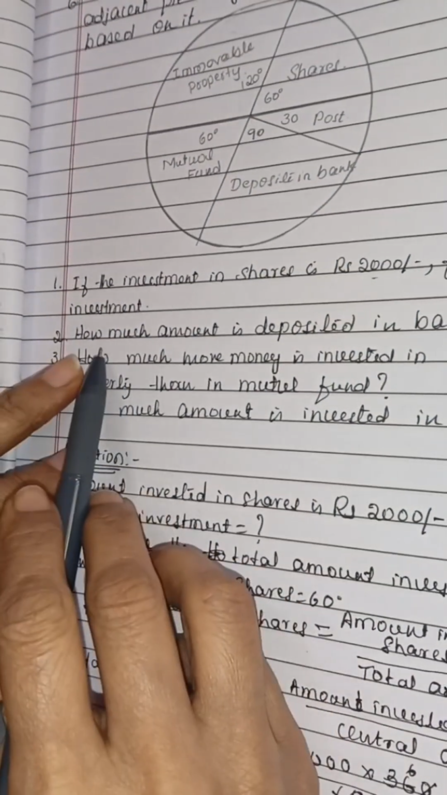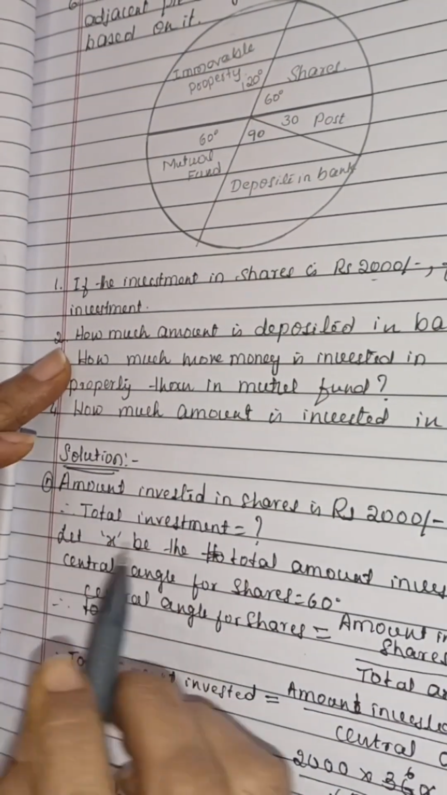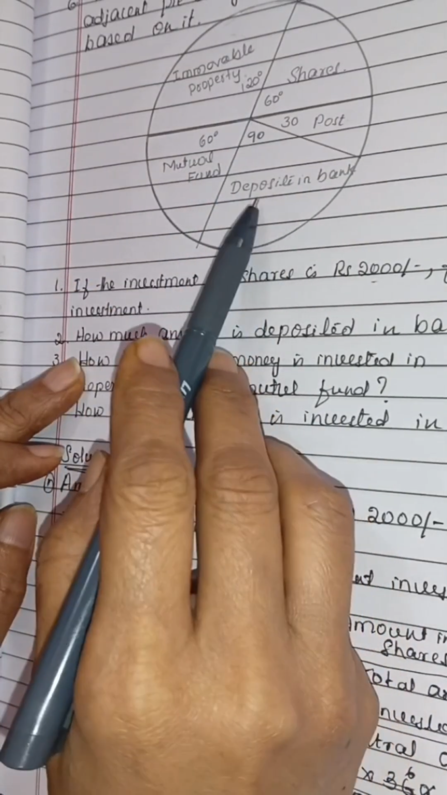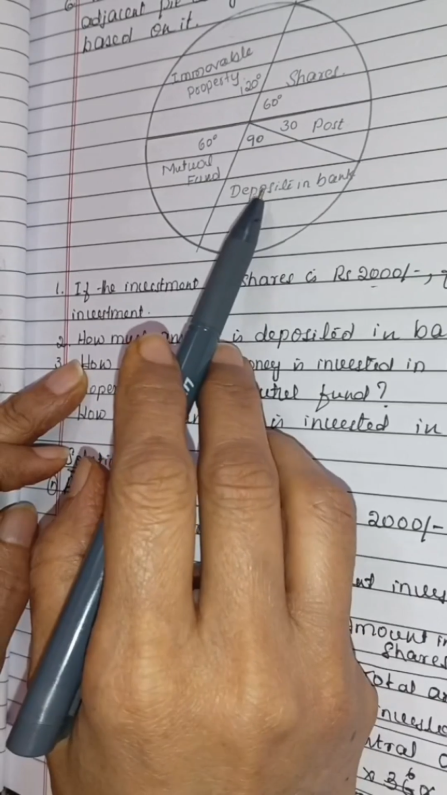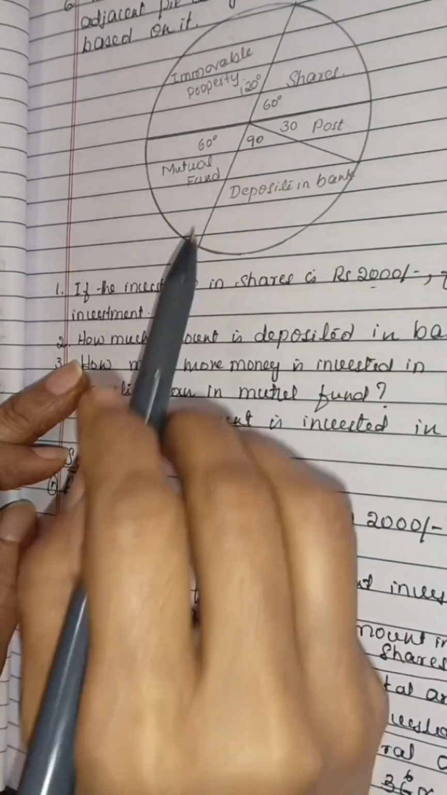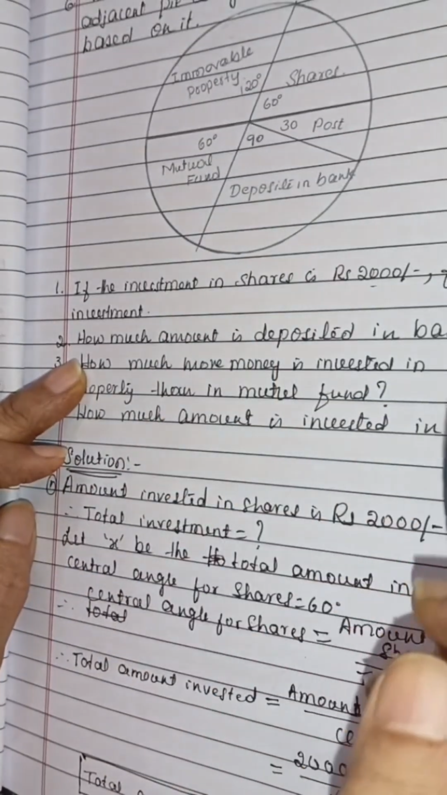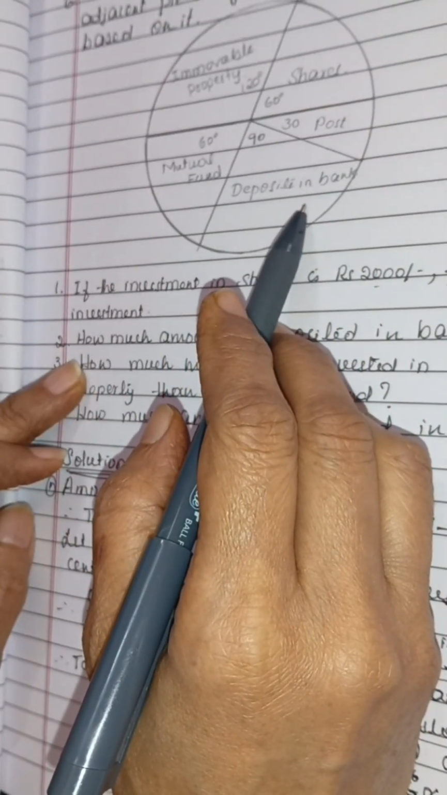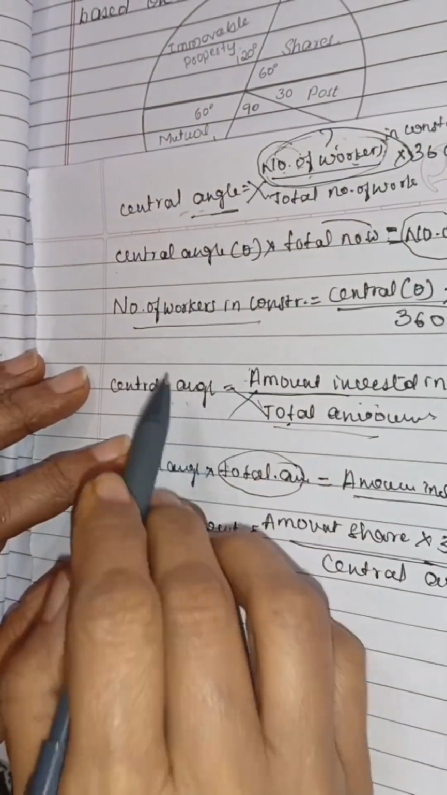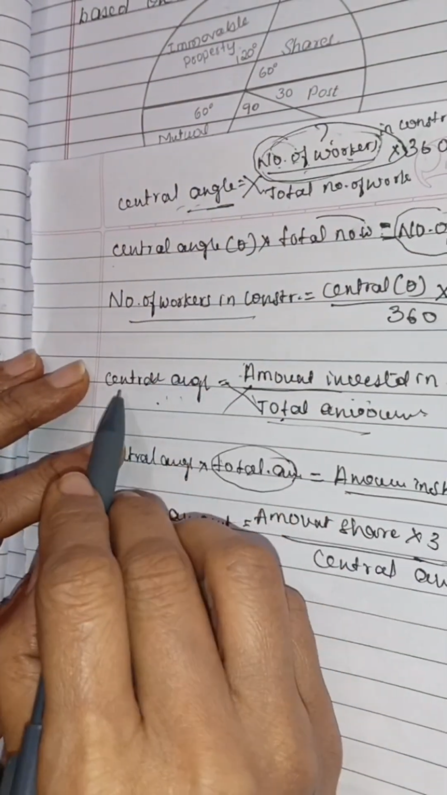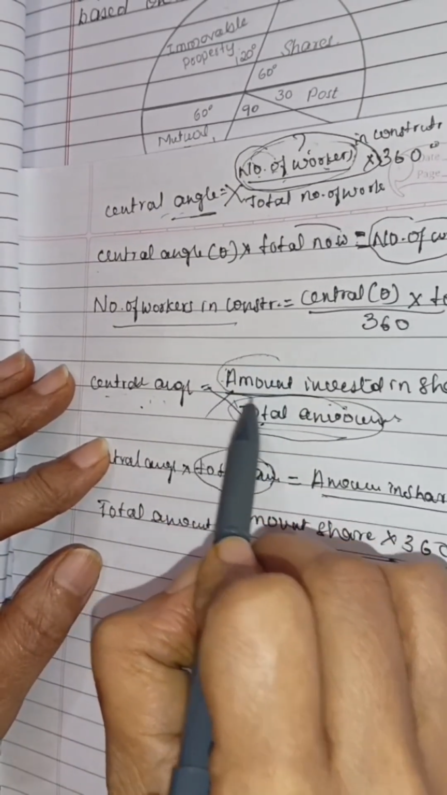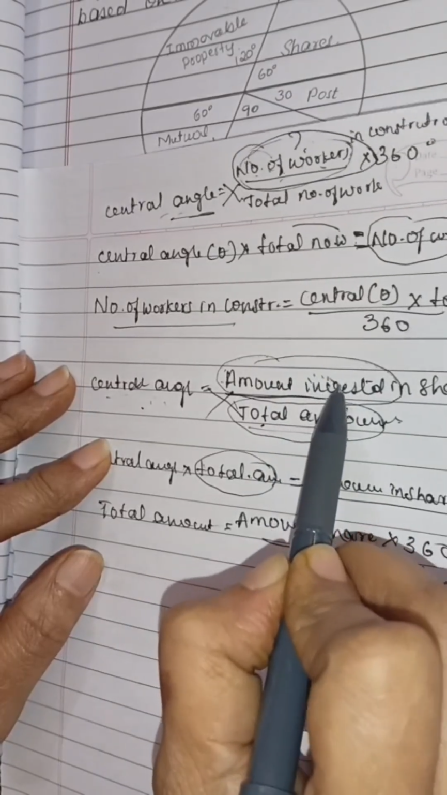Now the second question is, how much amount is deposited in bank? This is also very easy. See, the central angle is 90 degrees. The total we know, that is 12,000. We have to find the amount invested in bank. Same formula we used while drawing the pie diagram.